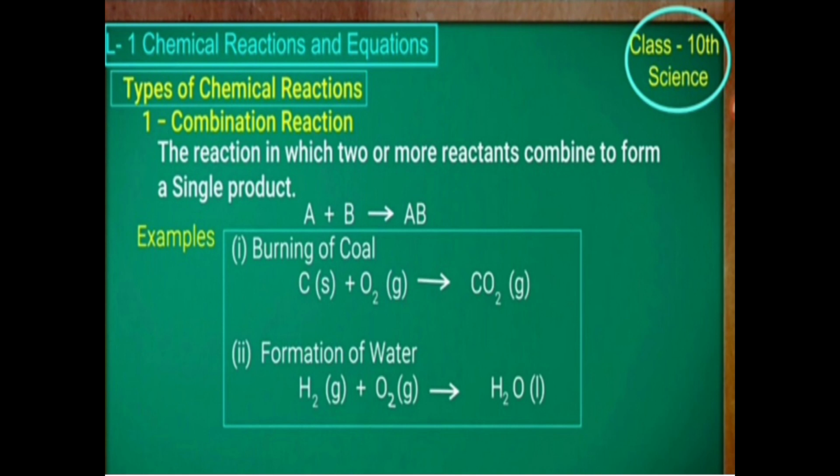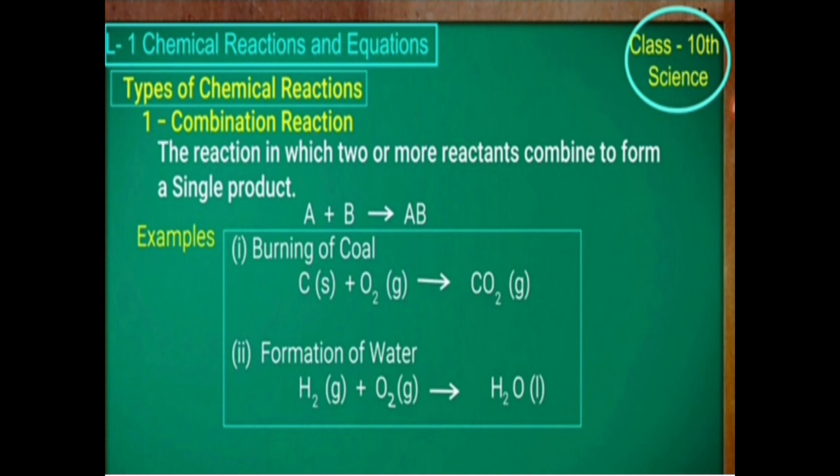The first type of chemical reaction is the combination reaction. It is a simple reaction. What happens in this reaction? Two or more reactants combine to form a single product. Here, two or more reactants are involved, they combine and they form a single product. That is, we can see from here the example: A plus B gives AB. As simple as it looks.